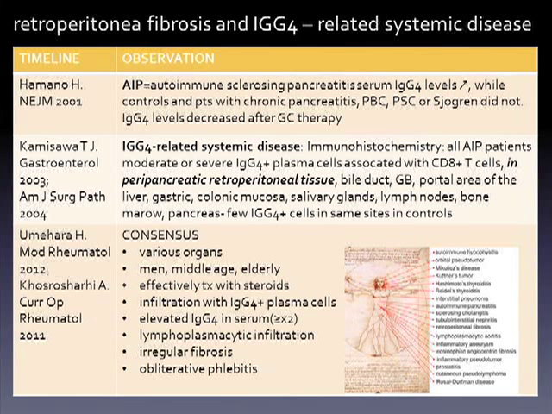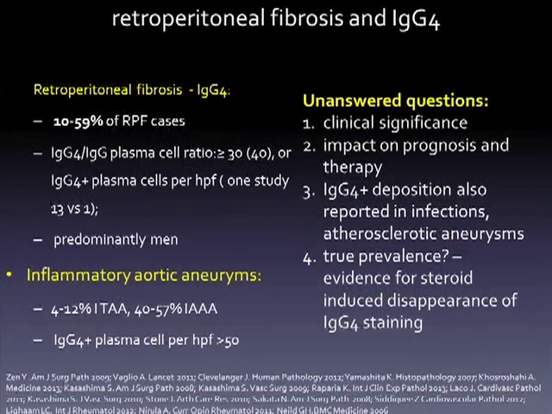For diagnosis, you have IgG4 plasma cells in tissue, and you also have an elevated level of IgG4 in the serum. Histologically, it's a lymphoplasmacytic infiltration with irregular fibrosis and obliterative phlebitis.